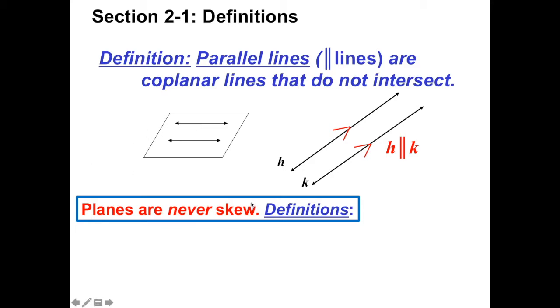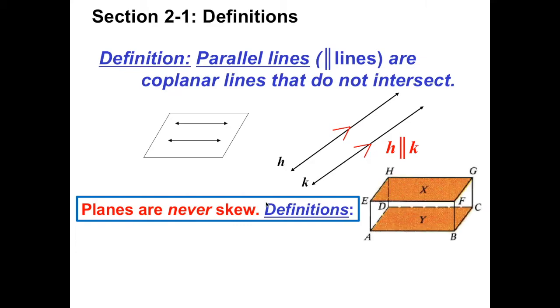Planes can never be skew. So planes can either be intersecting, or what else can they be? They can be parallel to one another. Looking at this diagram, plane X and plane Y are parallel to each other, if this is a right prism. But planes can't be skew. If we tilted X a little bit in any direction, it'll eventually intersect with plane Y, because these planes are infinitely thin and infinitely wide.